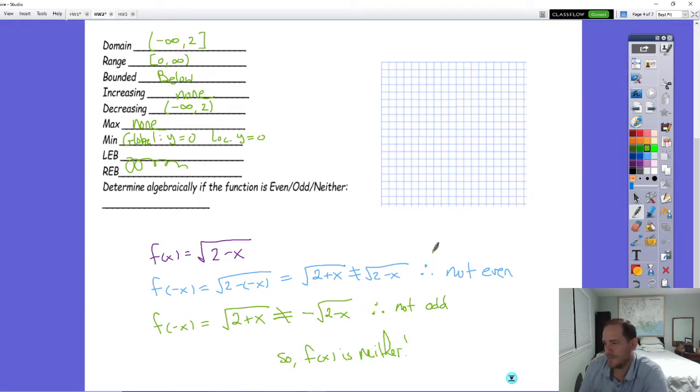Just make sure, if you're going to say that the function is even, all you got to do is prove it even. If you're going to say it's odd, all you got to do is prove that it's odd. If you want to say it's neither, that's more work, because you have to prove to me that it isn't even and that it isn't odd. So there.